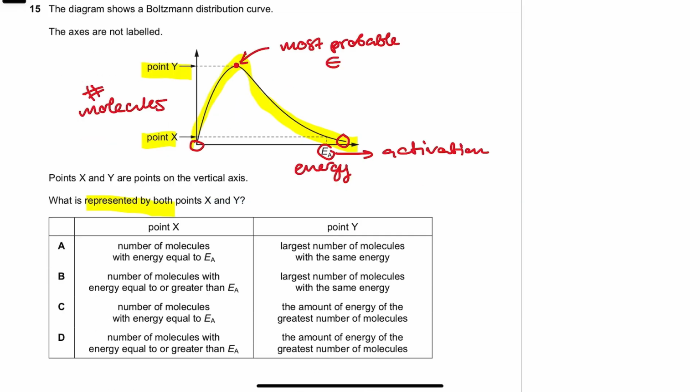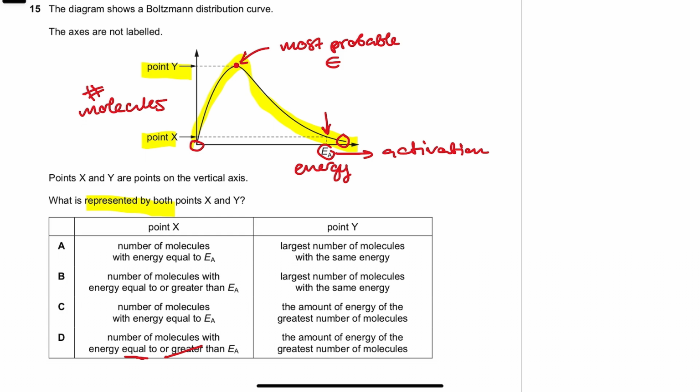We're going to start from the bottom, and then we're going to work our way upwards. So let's take a look at D. So point X right here is the number of molecules with energy equal to or greater than EA. So it's actually the number equal to, not the number greater than, because we're only looking at one point, and that's on the activation energy.